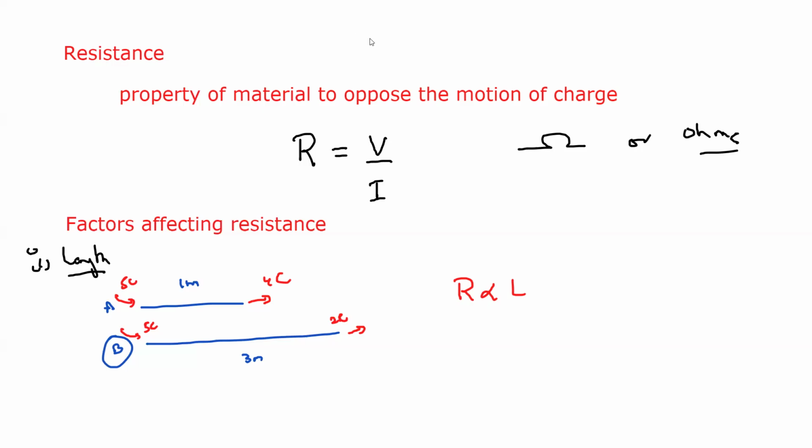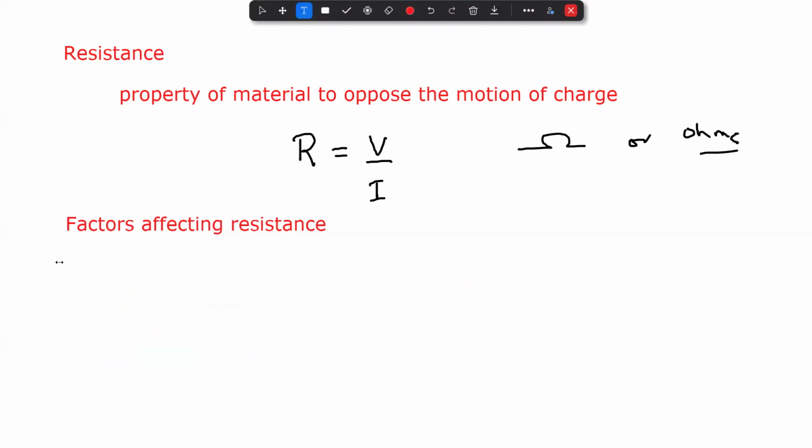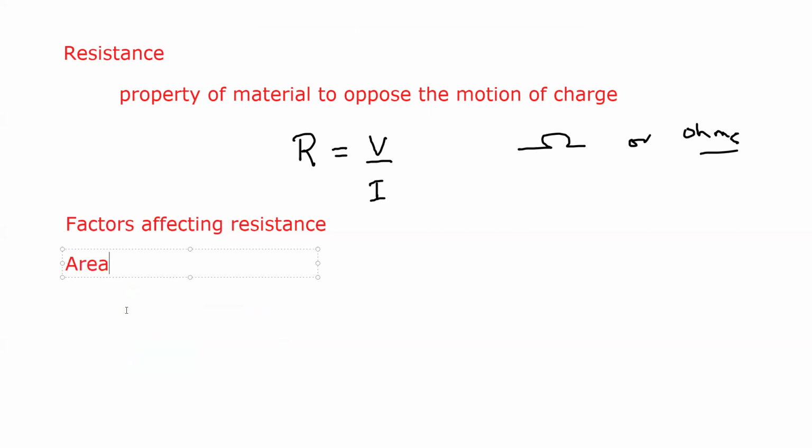Then we have the second factor. The second factor which can affect the resistance is the area, the cross-sectional area. So if we have two wires which have the same length but different cross-sectional areas, made of the same material, which sample do you think will have a high resistance, A or B? Thin wire or thick wire?